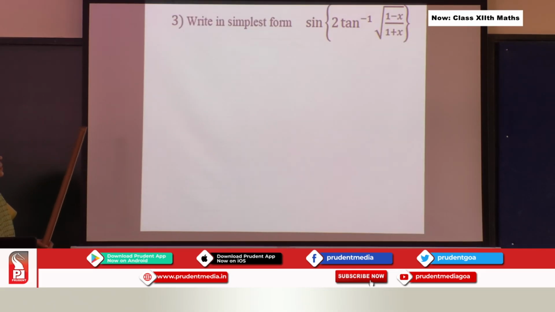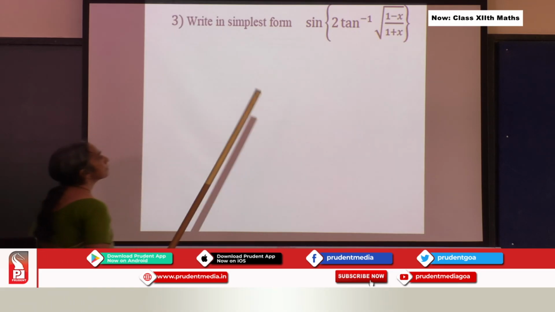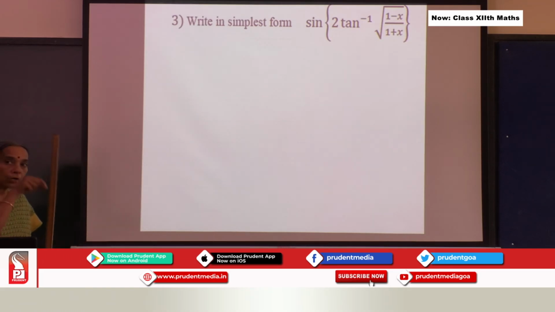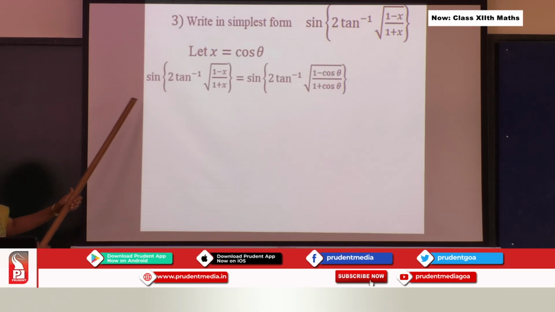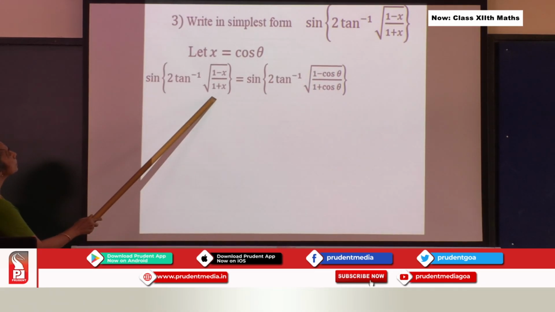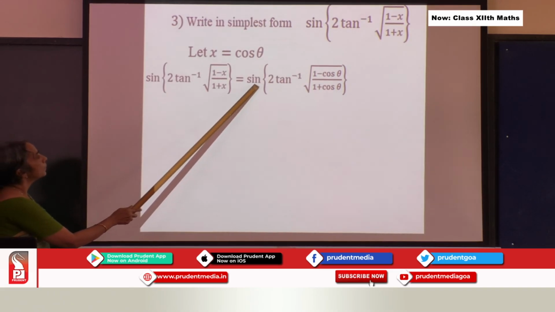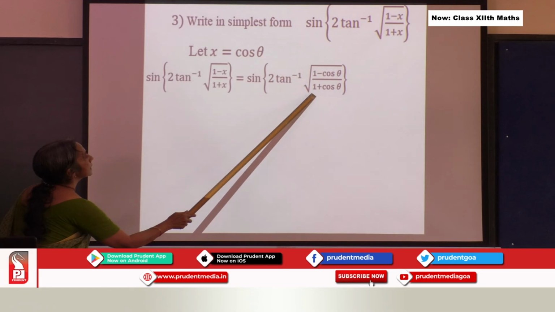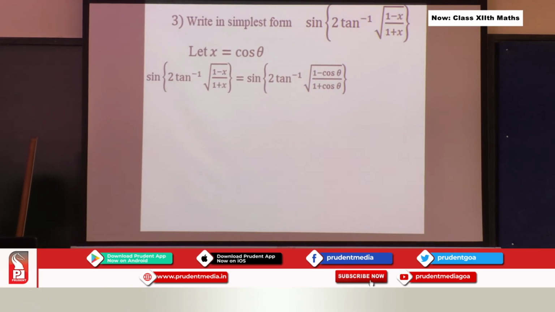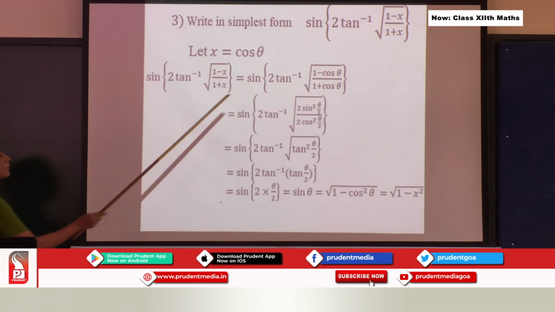Sin of 2 tan inverse of root of 1 minus x upon 1 plus x. When you have root of 1 minus x upon root of 1 plus x, I have told it is better to substitute x is equal to a cos theta or a sin theta. So, x is equal to cos theta. Sin of 2 tan inverse of root of 1 minus x upon 1 plus x, which is sin of 2 tan inverse of root of 1 minus cos theta upon 1 plus cos theta, which is 1 minus cos theta.